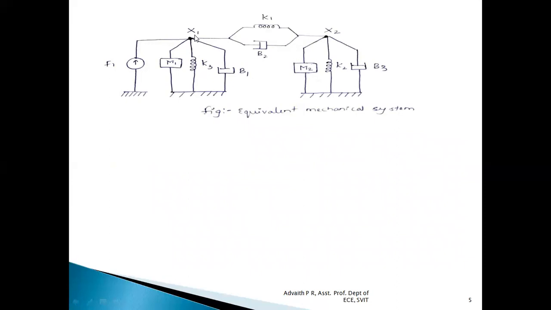So if we consider node x1, we'll write down the equations. The force acting on a mass is proportional to its acceleration. The force because of the friction is proportional to the velocity of the mass. The force on a spring is proportional to the displacement of mass. So we have to keep that in mind. Acceleration formula is d square x by dt square. Velocity formula is dx by dt. Displacement anyhow is x.